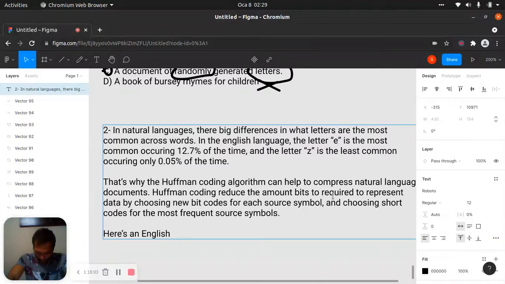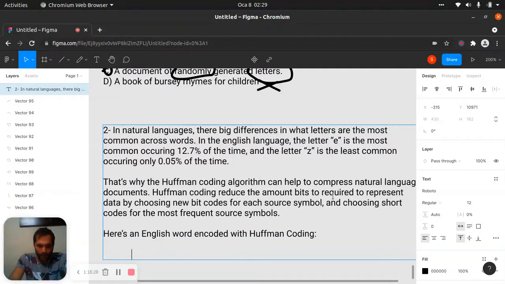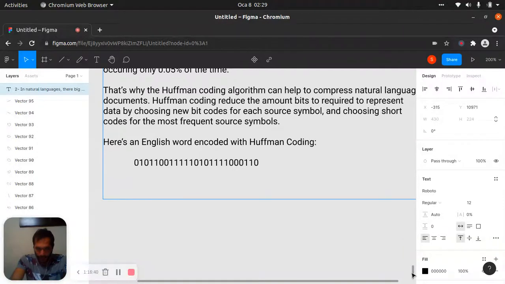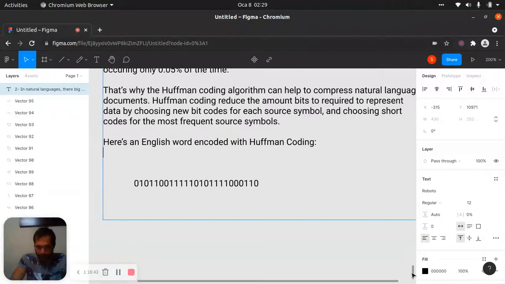Here's an English word encoded with Huffman coding. Yes, let's do it. 010110111110001110. This is that. Now we will decode it together. Let's look at the details about this point. Let's come down maybe a little bit.